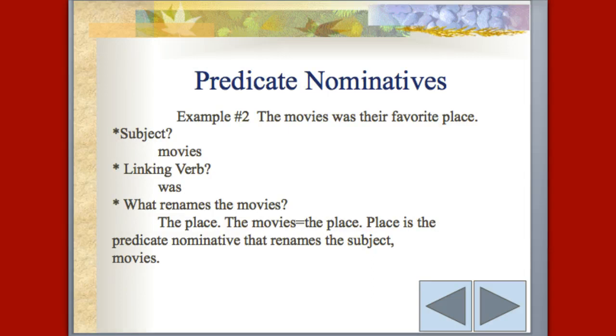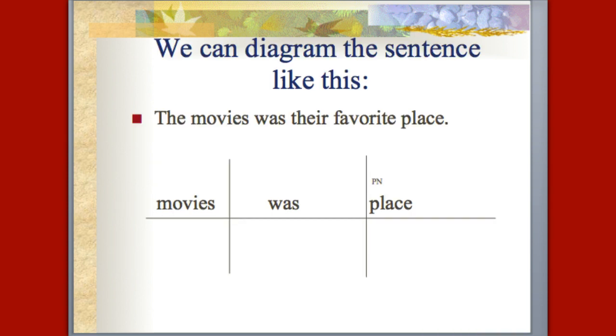Predicate nominatives again. So the movies was their favorite place. A little awkward, but it works. So movies is our subject, was is our linking verb, and we have to sort this out from the adjective describing place. So favorite is an adjective, but place is our noun that refers back to movies. So place in this case is our predicate nominative.